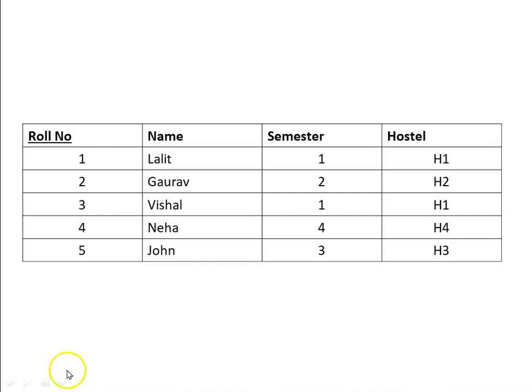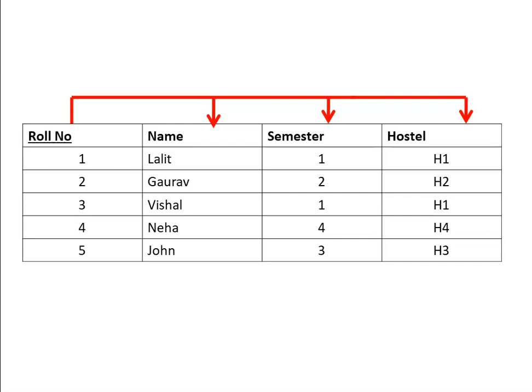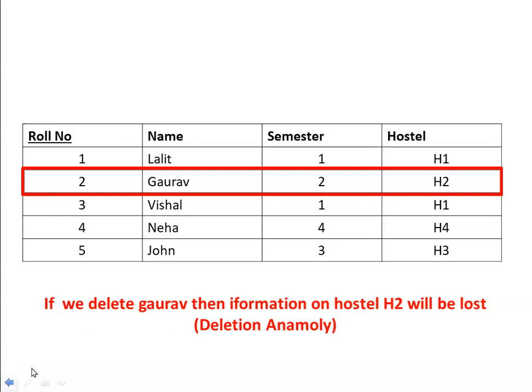We have a table over here. Similarly, this particular table also suffers from insertion, updation and deletion anomaly. So now in this case, if we delete information about Gaurav, then information about hostel H2 will be lost. So this particular table suffers from deletion anomaly.